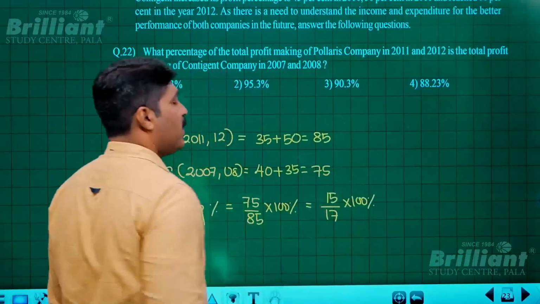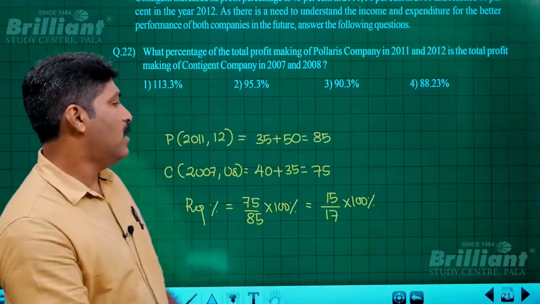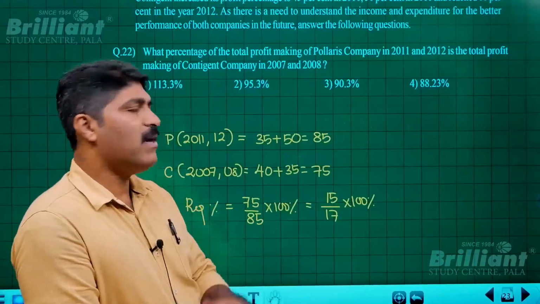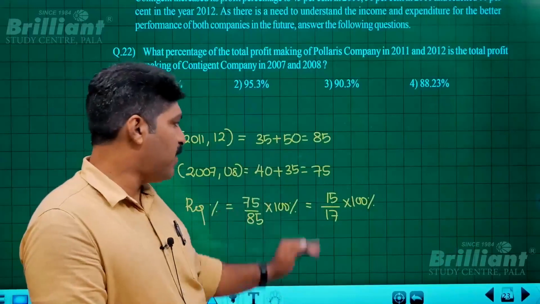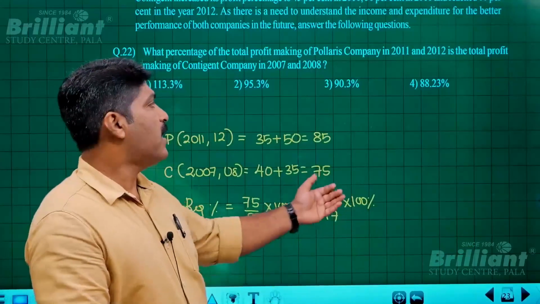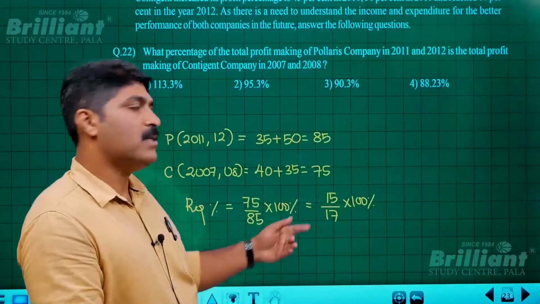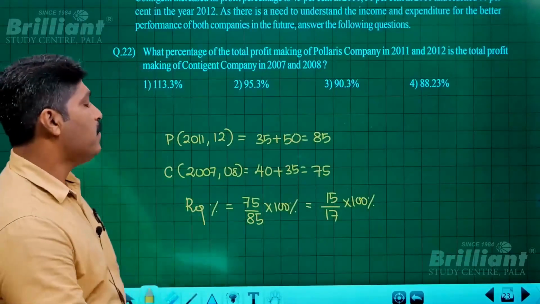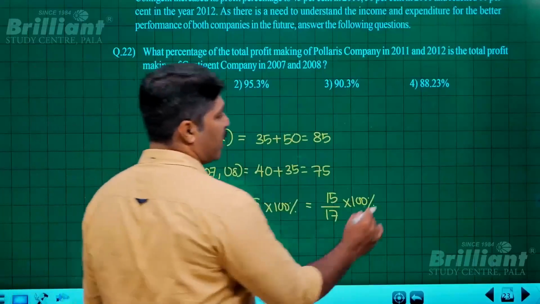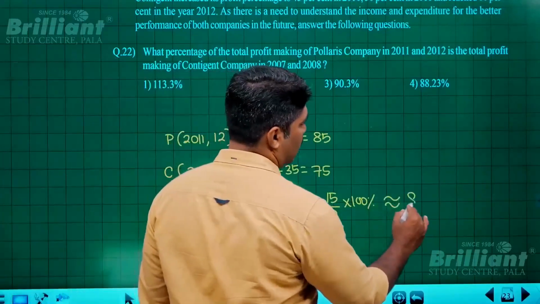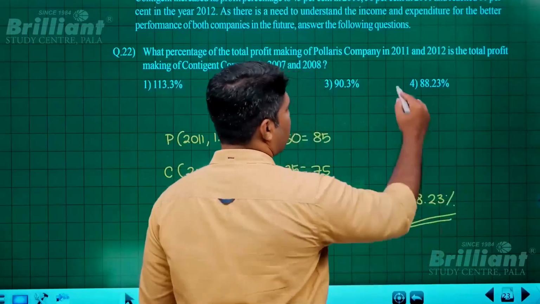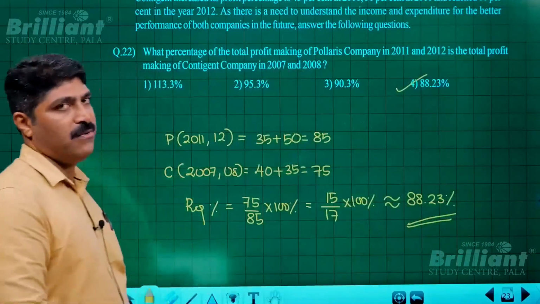Here we know that if it is 15 by 15, that is 100%. So therefore our answer is less than 100%. So just do the normal simplifications. While we are doing the normal simplifications here, we will get the percentage as 88.23%. That's a normal simplification, hence the answer is option 4.